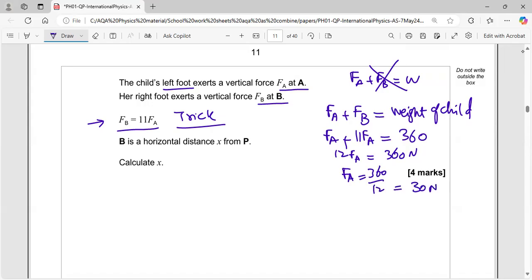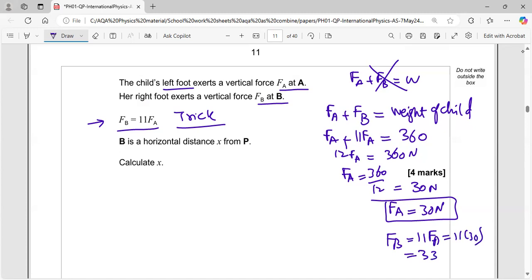Yeah, so FA is 30. So if FA is 30 Newton, what should be FB? So FB is 11 FA. So you multiply 30 with that. So that will be 330 Newton.